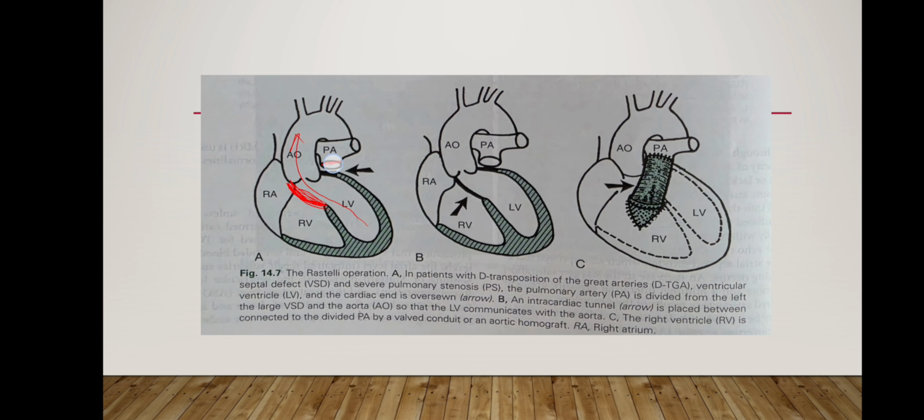We also cut the pulmonary artery from the left ventricle, and we make a conduit. So we put a conduit there and we connect it with the right ventricle. So blood which comes from the right atrium now enters into the right ventricle, and then from the conduit it enters into the pulmonary artery. So this is called the Rastelli operation.